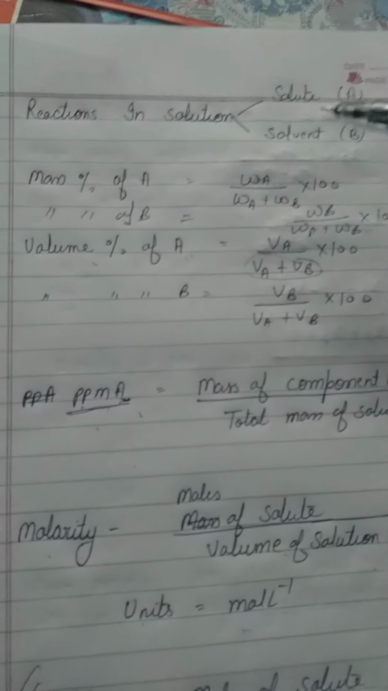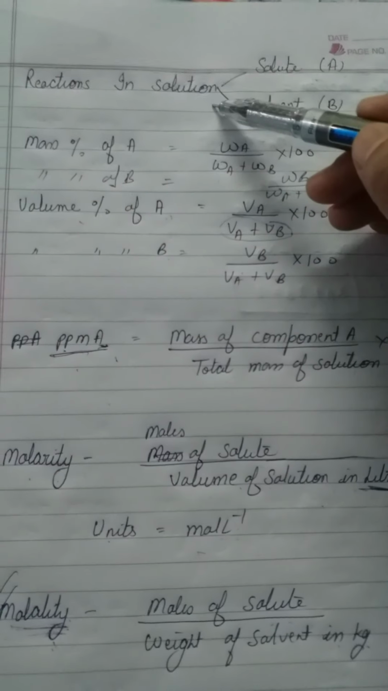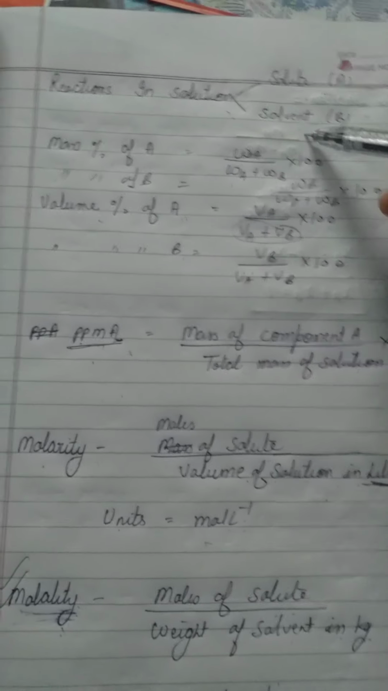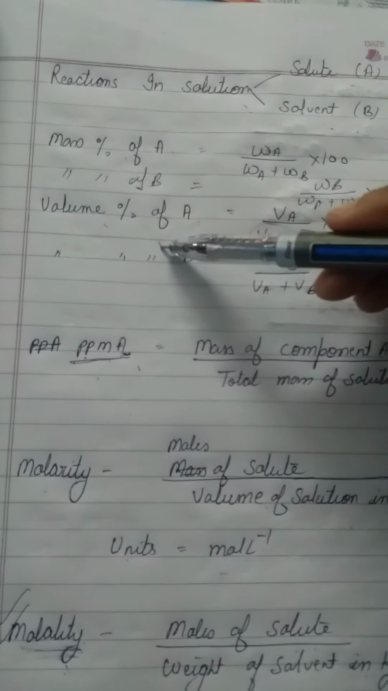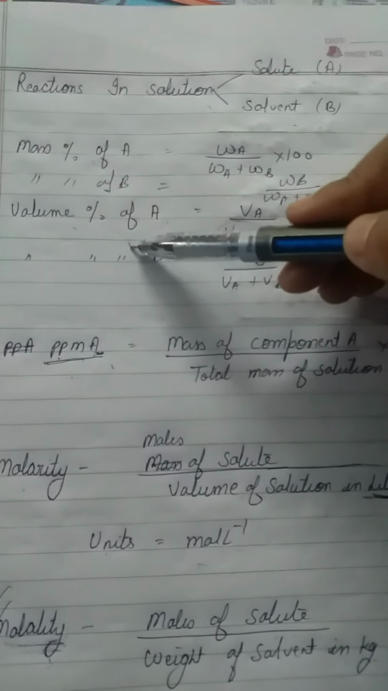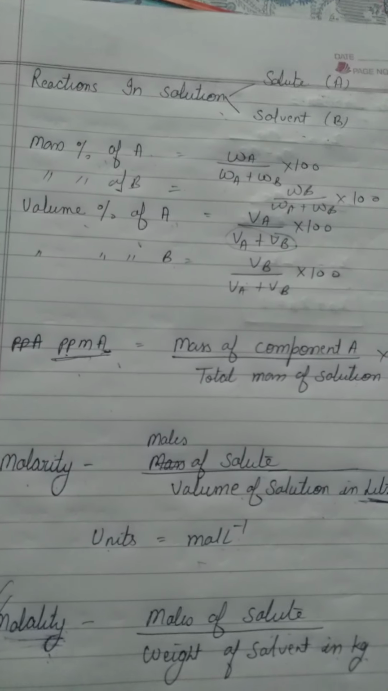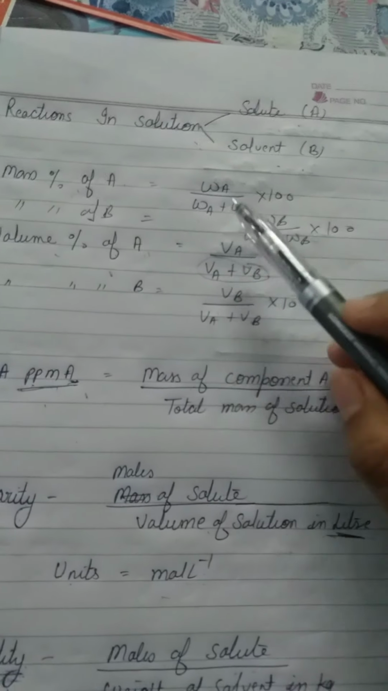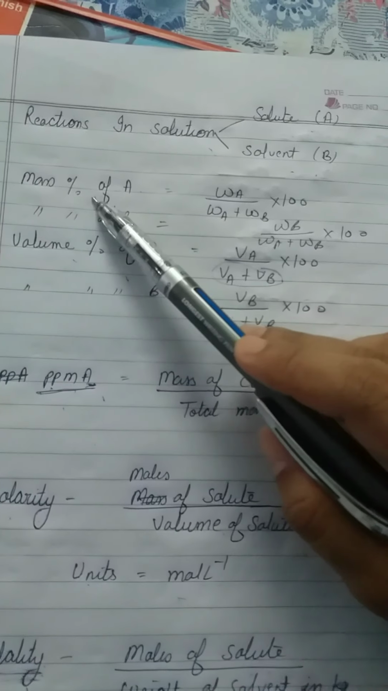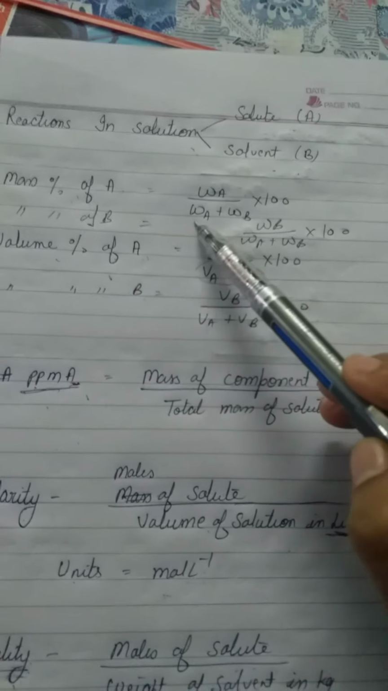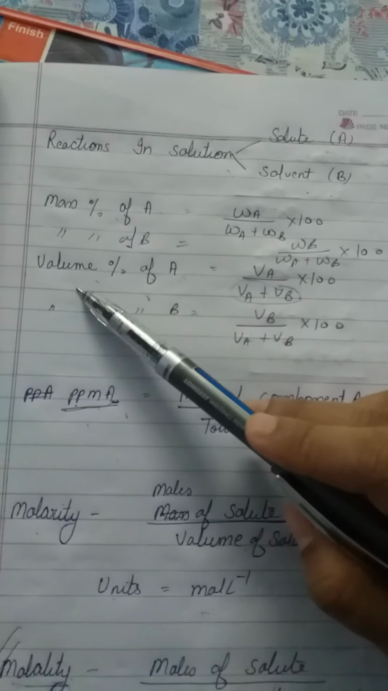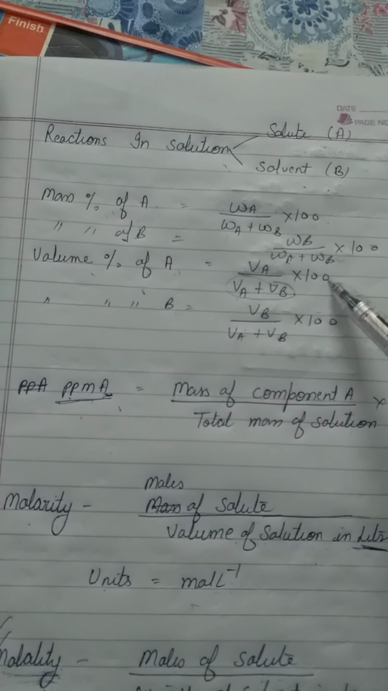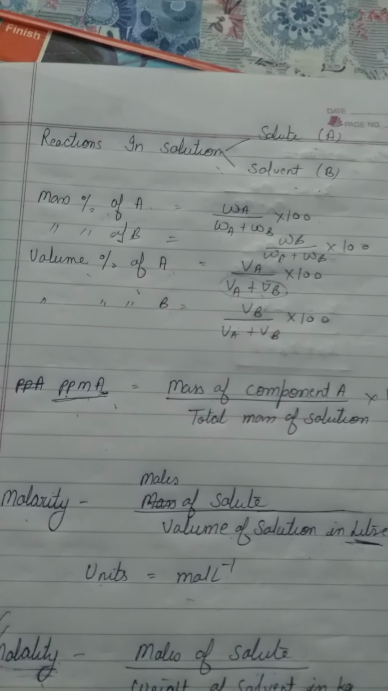After that we have to find out the concentration terms for a solution. A solution is made up of solute and solvent. So first of all we can find out the mass percentage. We can also find out the volume percentage. It depends upon it: if you are given the mass of the solute and the mass of the solvent, then you will find the mass percentage. If the volume is given, then you will find the volume percentage. So how will you find out? Like if you are finding the mass percentage of A, that is the weight of A upon total weight into 100. And if you are finding the volume percentage, that means volume of A upon total volume into 100. So that is the way to find out the mass percentage and volume percentage.